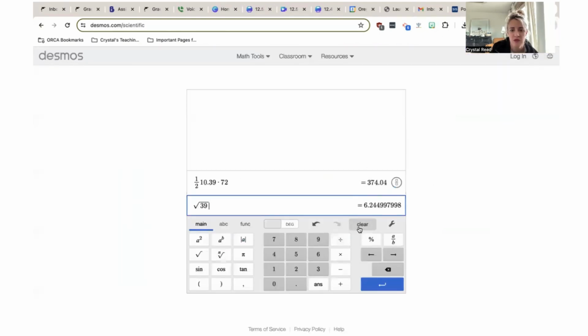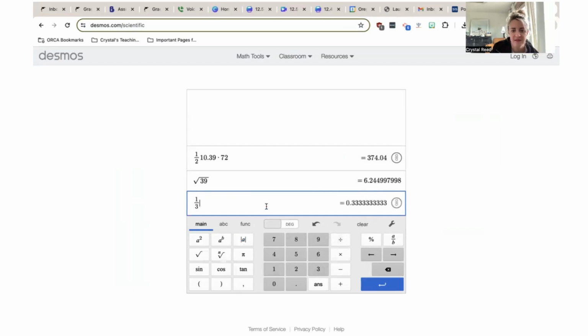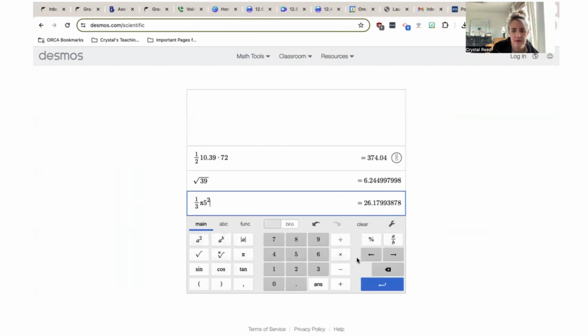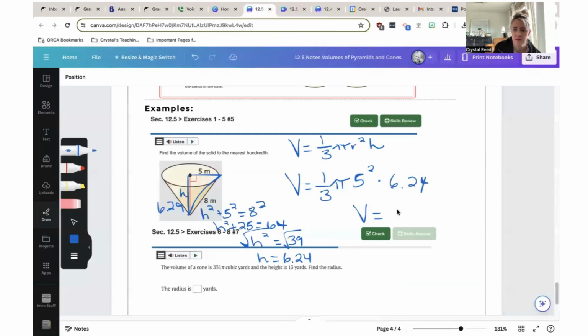Again, this is why Desmos is so great. 1/3, you can just type it all in at once. If we remember, 1/3 pi times, what was the radius? 5 squared times 6.2. You can even put more numbers in here to get more accurate, 6.2997998. But our answer is 163.49. And these would be meters cubed because volume is in cubic units.